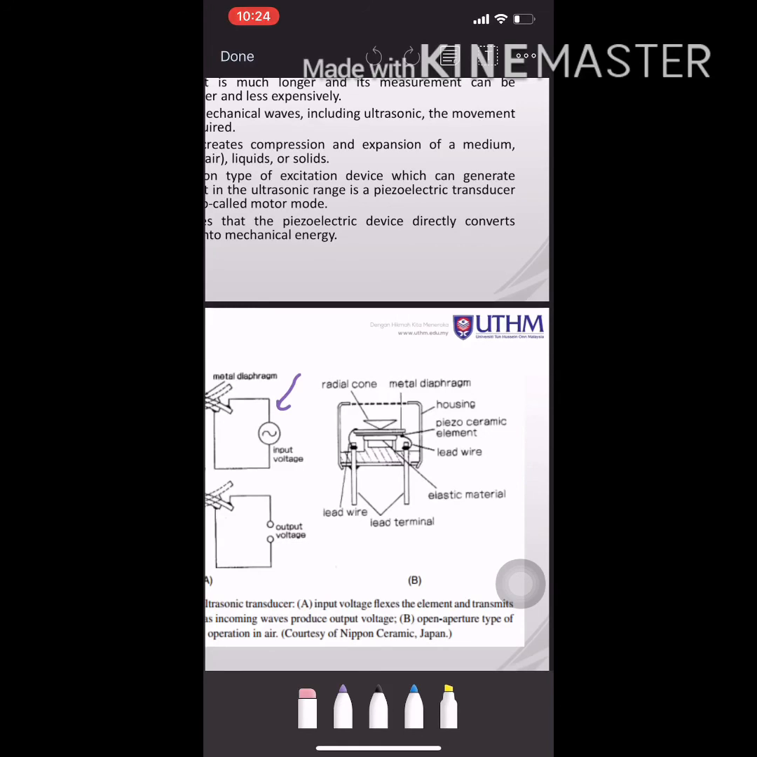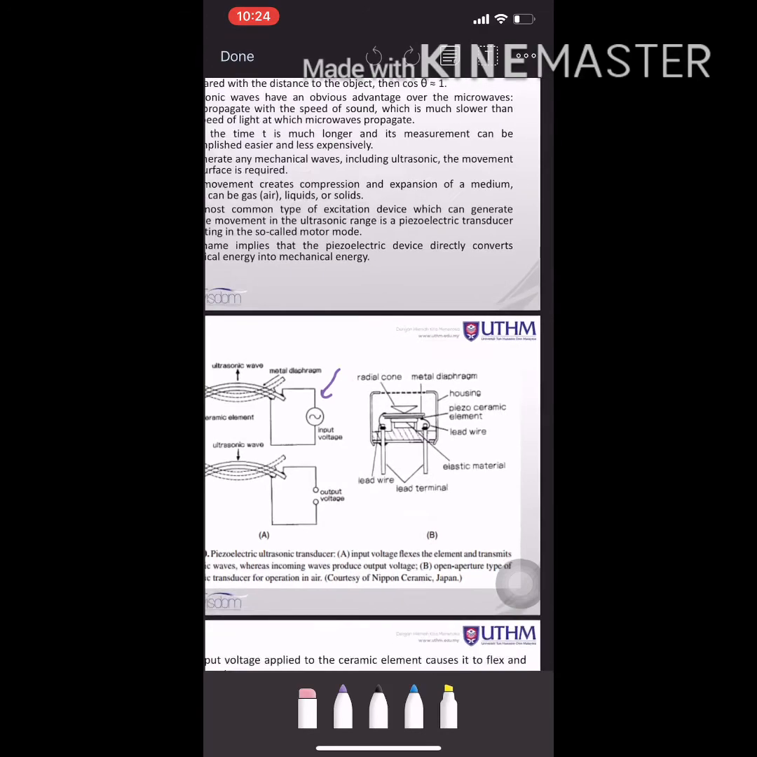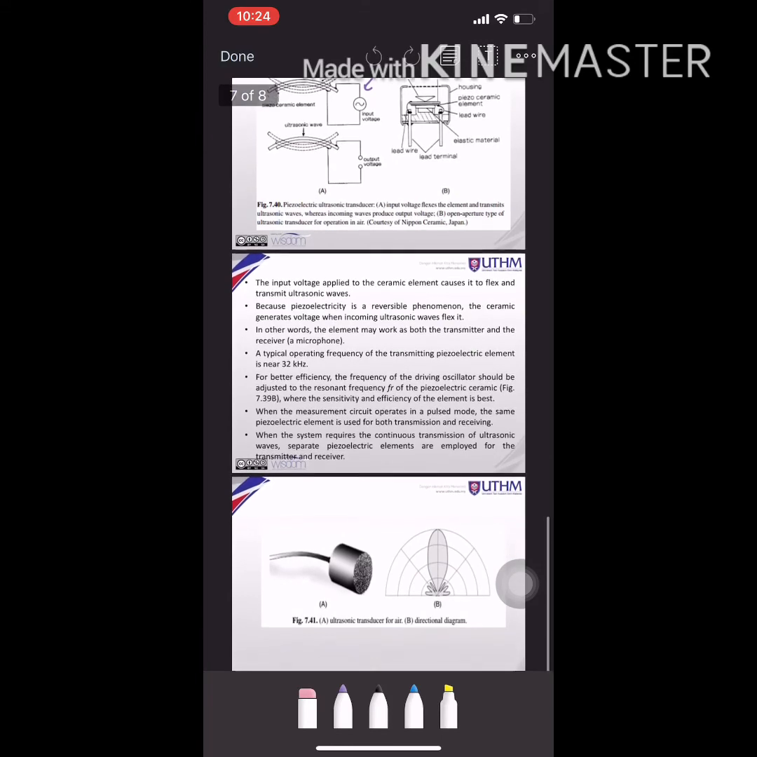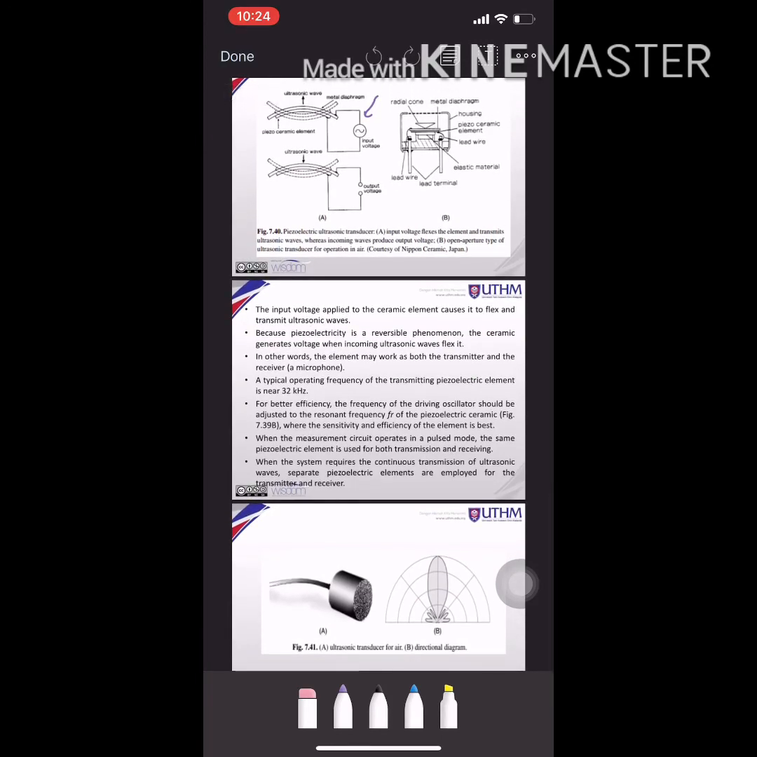When the measurement circuit operates in a pulse mode, the same piezoelectric element is used for both transmission and receiving. When the system requires continuous transmission of ultrasonic wave, separate piezoelectric elements are employed for the transmitter and receiver. If you look at this last figure, it is a typical design of an in-air operating sensor.